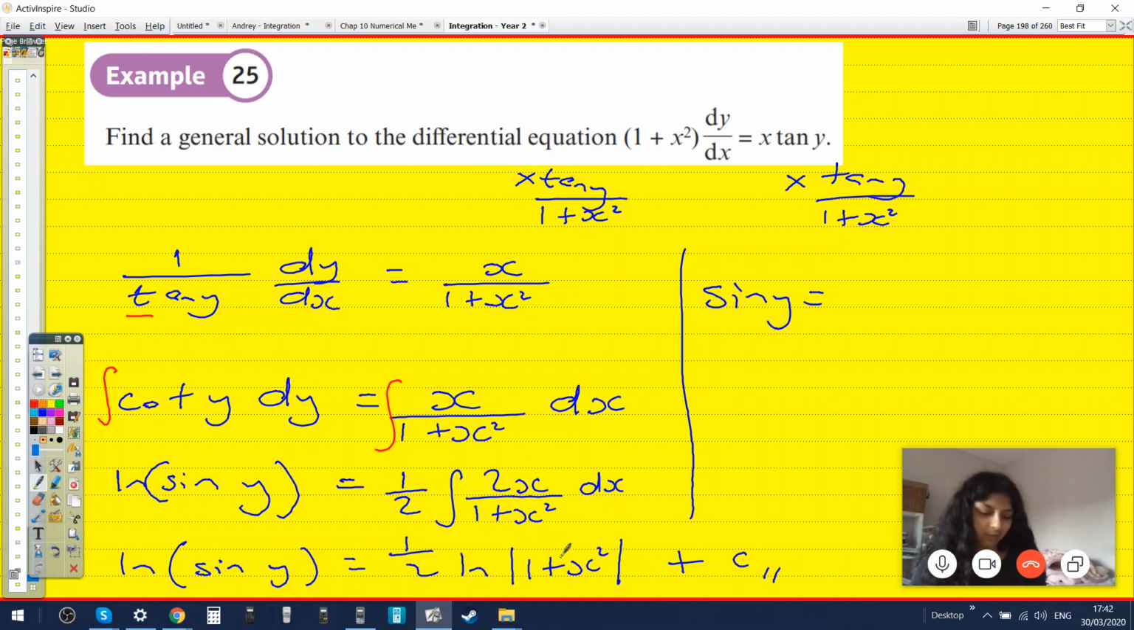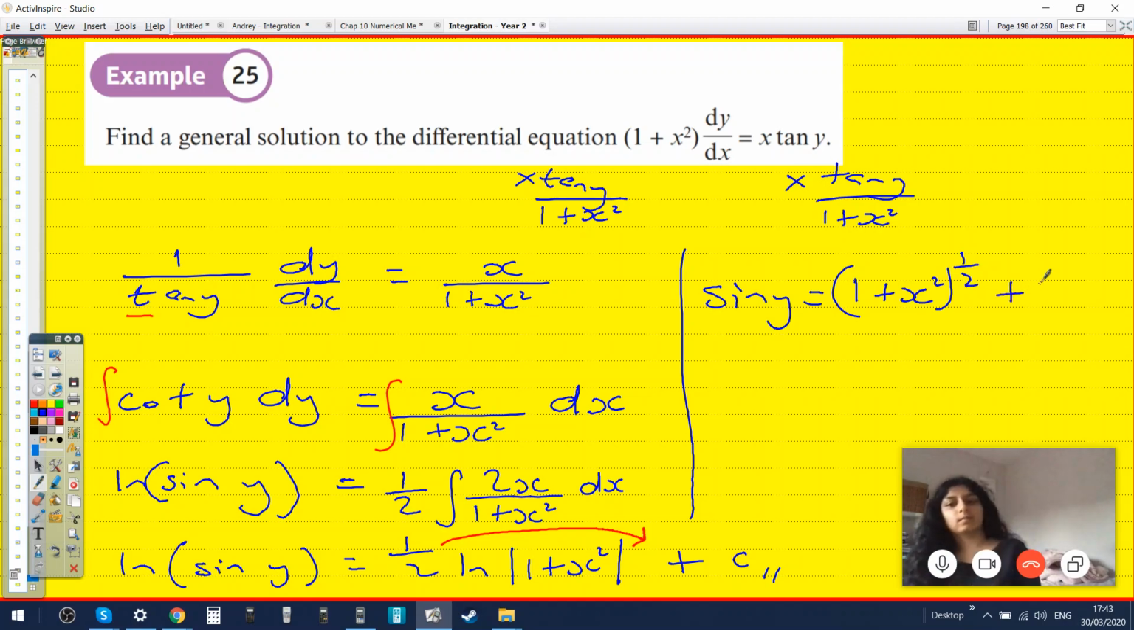equals half 1 plus x squared. No, that's not right. Before you do that, you have to make it an ln at the front. You can't have a half at the front. Oh, how do you do that? Log rules. Oh, ln 1 plus x squared to the power of a half. Yeah. So then you have sin y is equal to 1 plus x squared to the power of a half plus c.